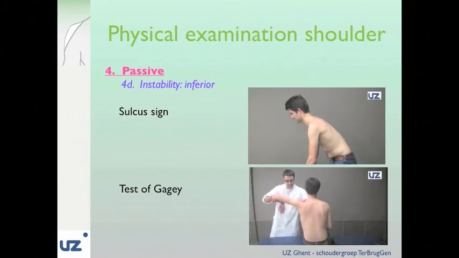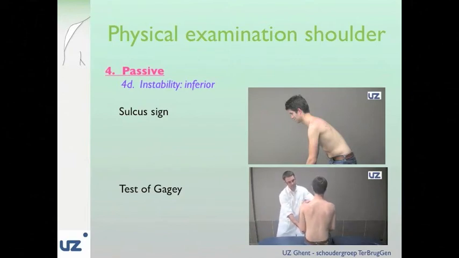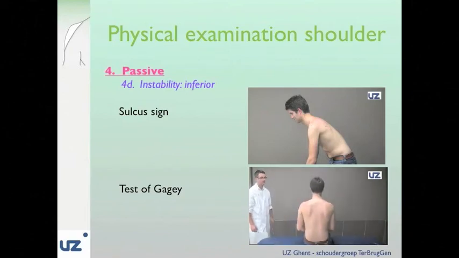A range of passive abduction of more than 105 degrees is associated with lengthening and laxity of the inferior glenohumeral ligament. This test can also induce apprehension and can be an indication for inferior instability. As like all other tests, both sides need to be evaluated.